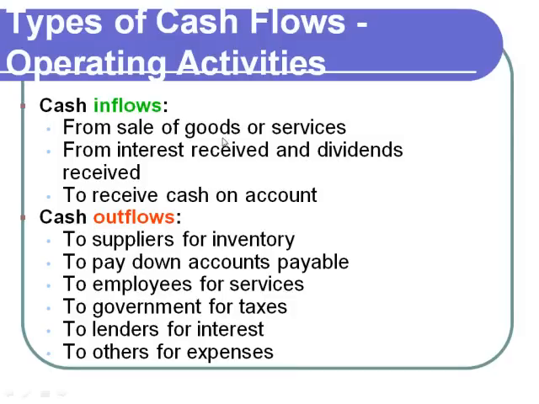A company sells goods or services. That's an operating activity. A company is paid cash on account. That's an operating activity. I'm going to skip this one for a minute.